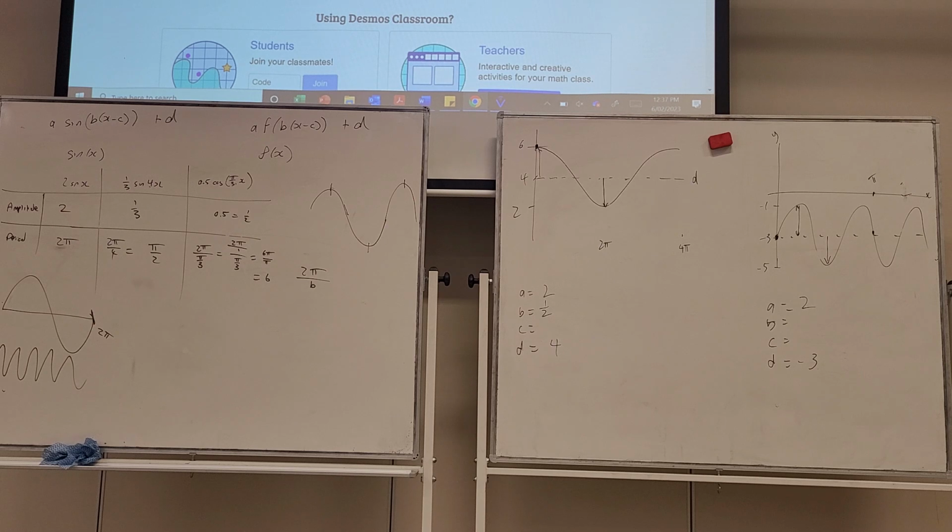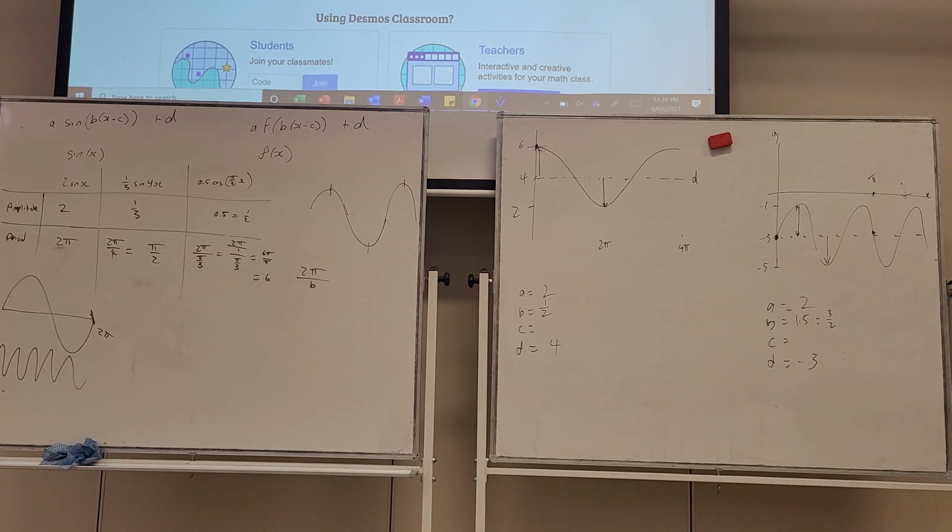And then B. B is how many wavelengths are there in 2 pi? I'm just trying to think. I need a good example to show the other procedure. But here, you can see we've got half a wavelength. Here's another half a wavelength, and here's another half. We've got 1.5 wavelengths. So our value of B is 1.5, or as a fraction 3/2.